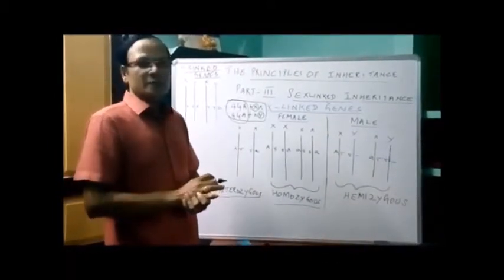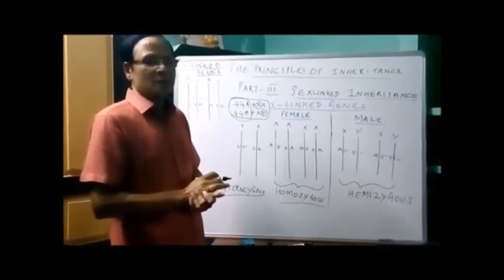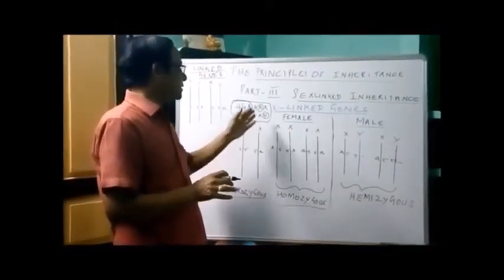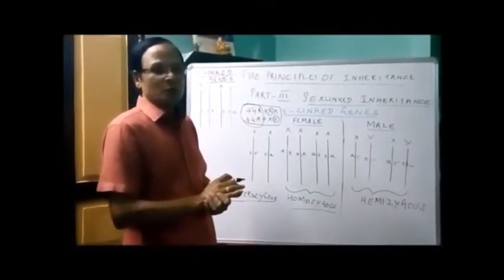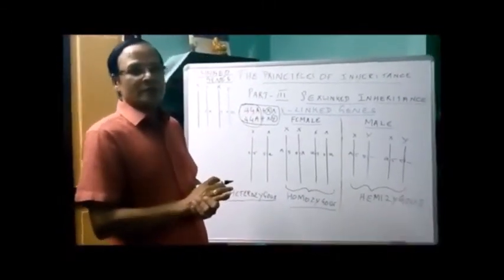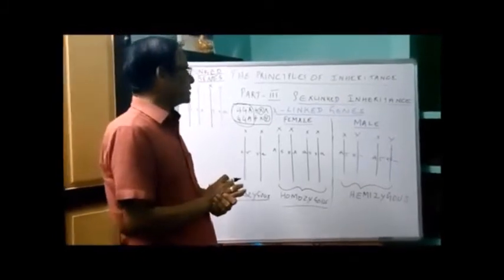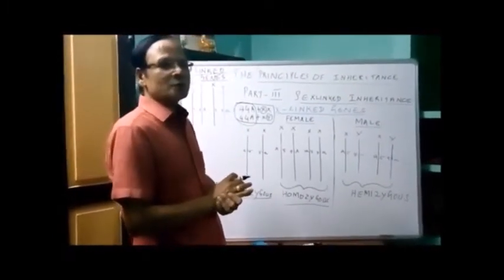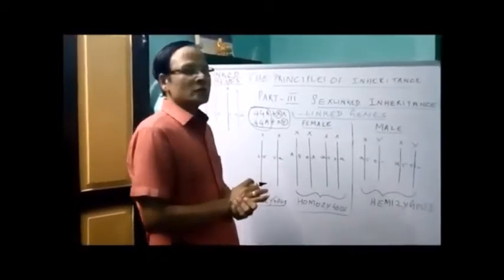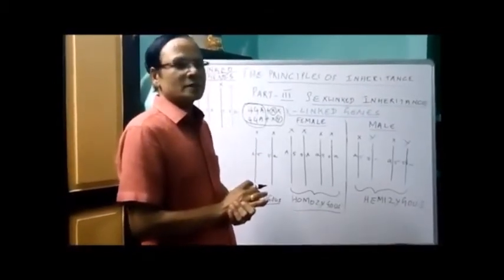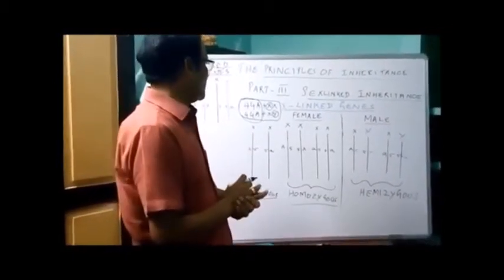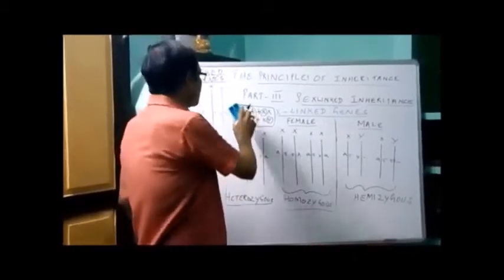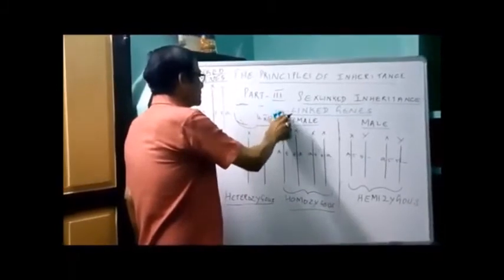And their inheritance follows the sex, and that is called sex-linked inheritance. So, genes present in the X or Y chromosomes controlling the body characters are called sex-linked genes, and the mode of inheritance of sex-linked genes follows the sex, and that is called sex-linked inheritance. Now, let's go. So, what do you mean by actually the X-linked genes and Y-linked genes?